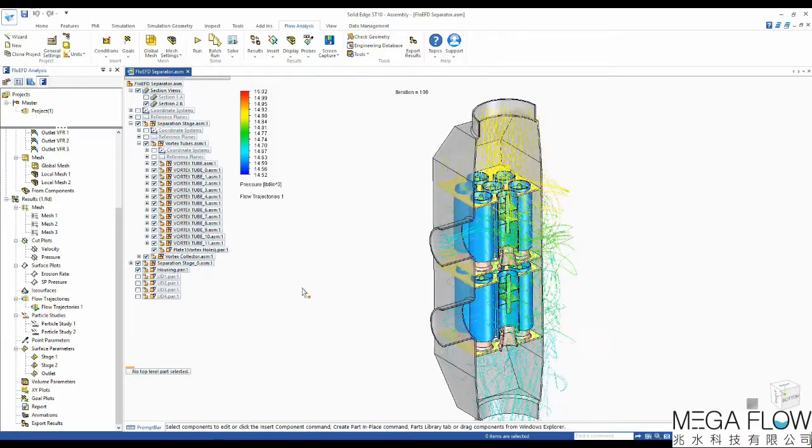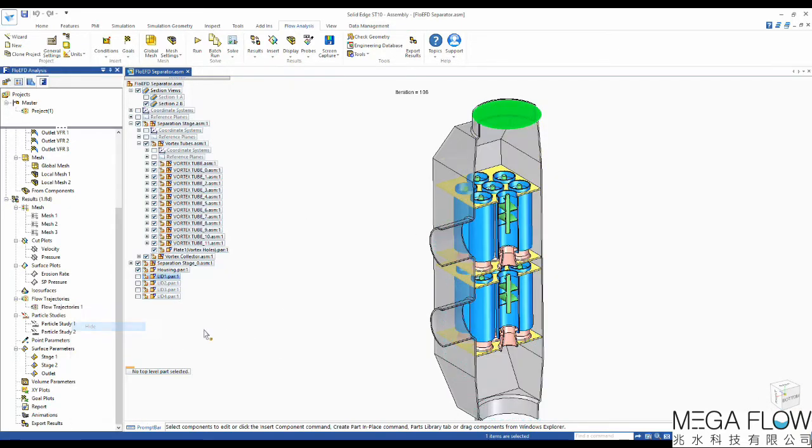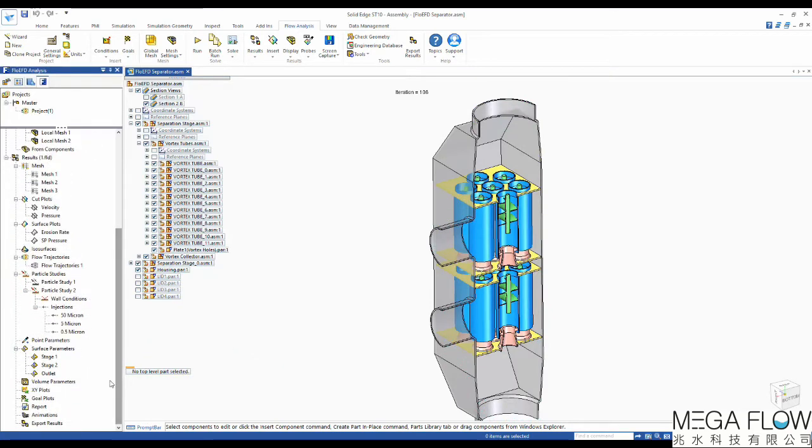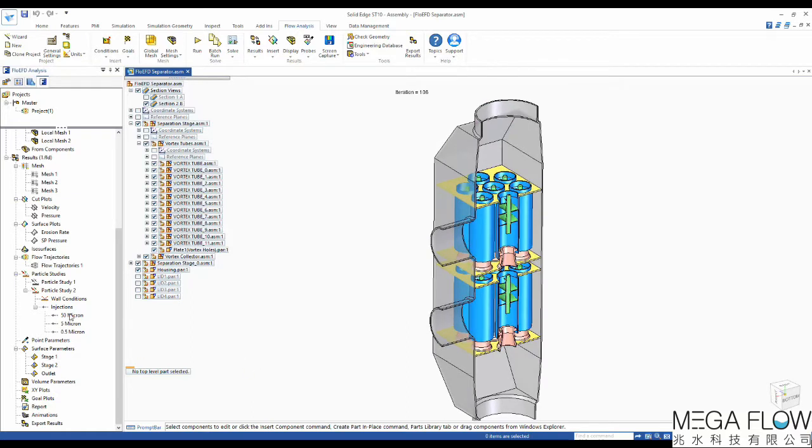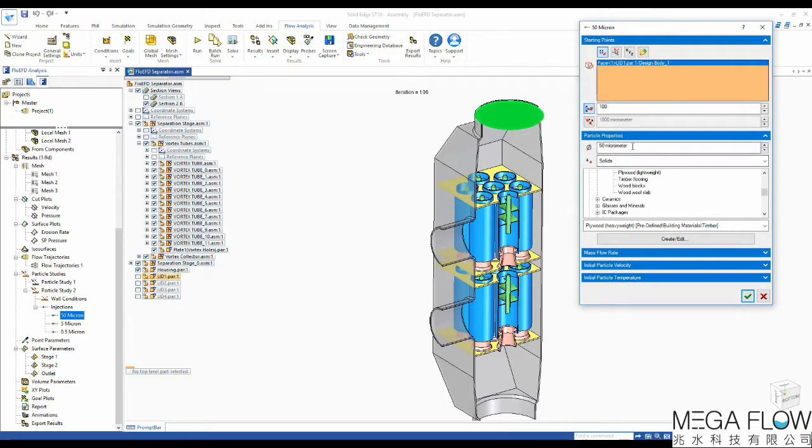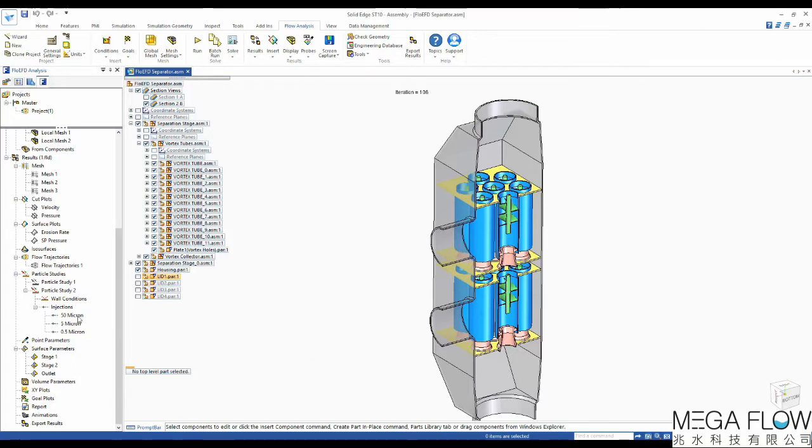Because we want to understand what the separation efficiency actually looks like, to do that we can use something called a particle study. So let's activate this particular particle study. I've got 3 injections: a 50 micron, a 5 micron and a 0.5 micron injection into this model. If I just edit this, you can see that this is a 50 micrometer injection, 100 particles, with a plywood material at 50 microns, and we want to understand what the flow looks like. So let's just activate this.